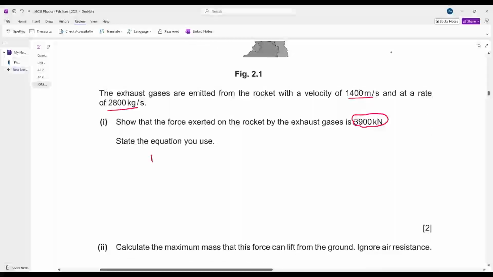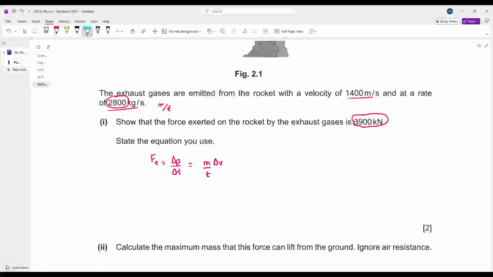Beta, do you remember the resultant force is equal to the change in momentum over change in time? How can you represent change in momentum? Mass into change in velocity divided by time. Can you realize the mass per unit time? बेटा mass divided by time की वैल्यू तो आपको ऑलरेडी गिवन है, 2800.